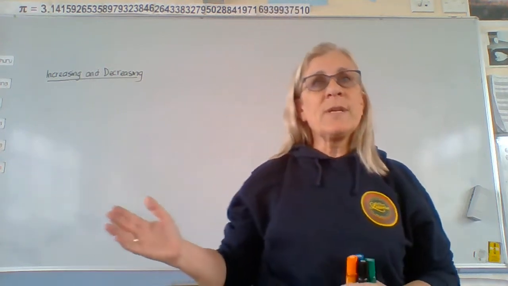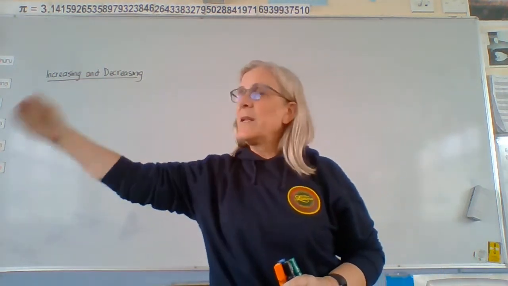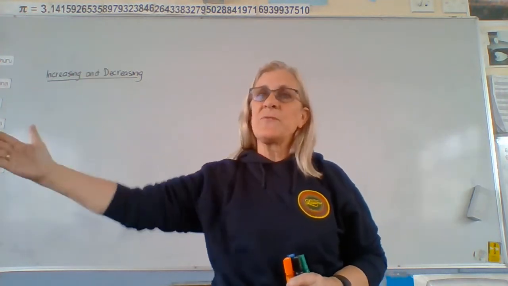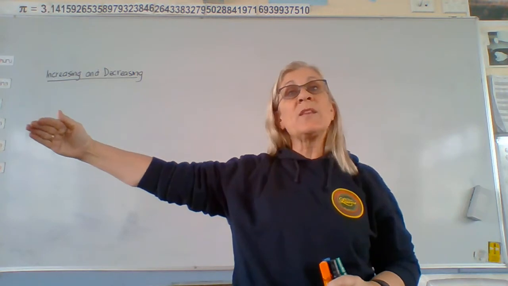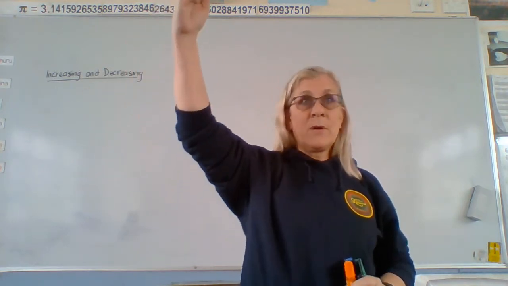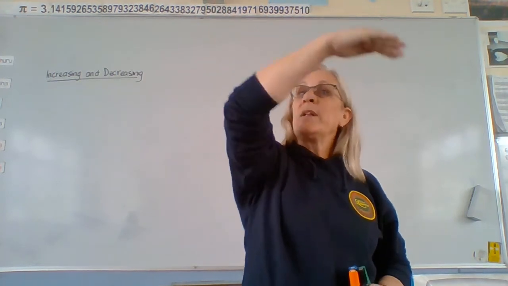When a graph is increasing, we always look and read a graph from left to right. So an increasing graph is when the graph is doing what? Going up, right? And decreasing when it's going down.